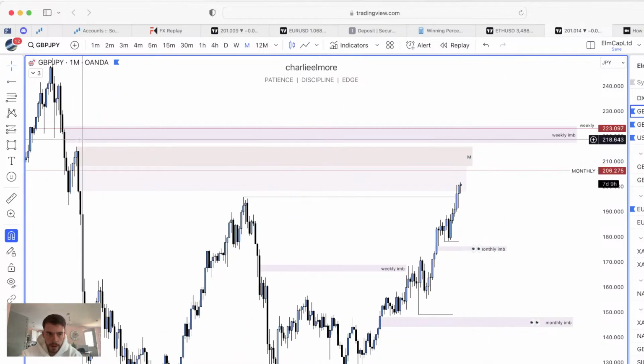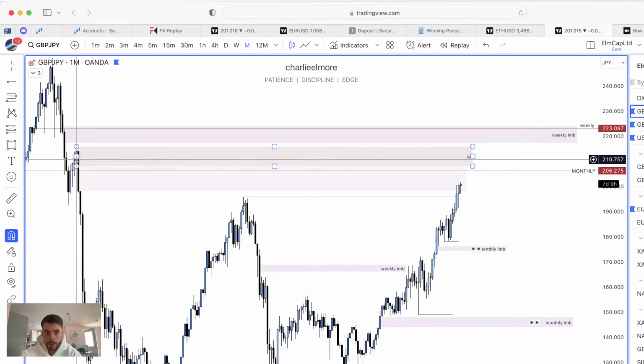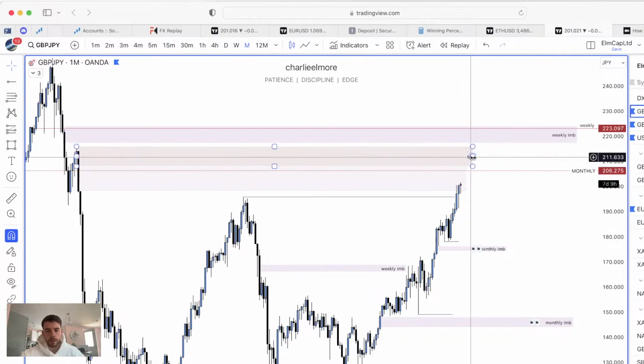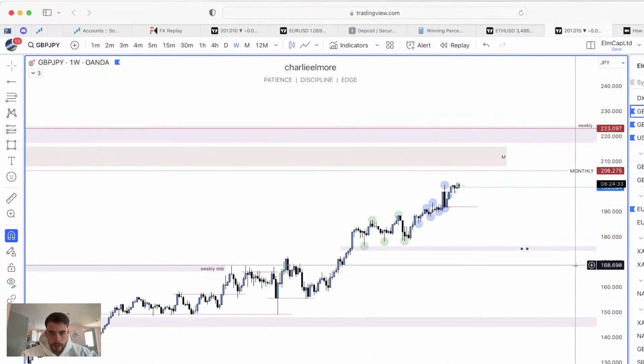We've also got a weekly imbalance resting above there, but I do like the idea if we could turn around there potentially, this monthly supply. So with that in mind, let's go down into the weekly.